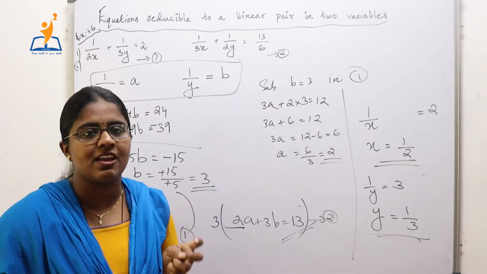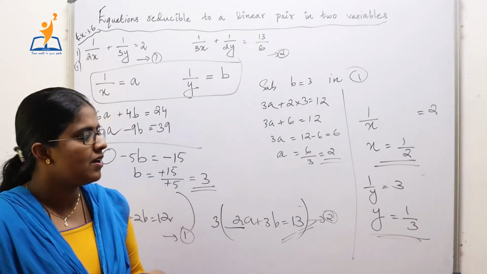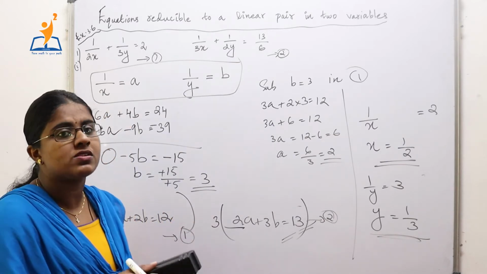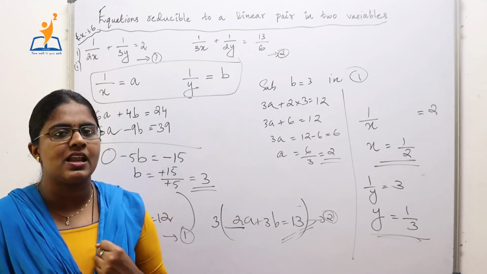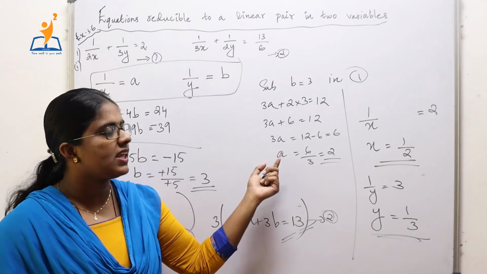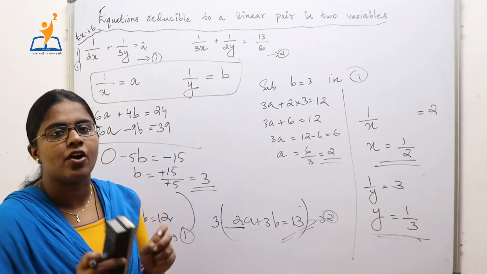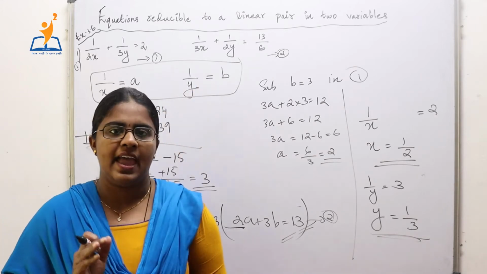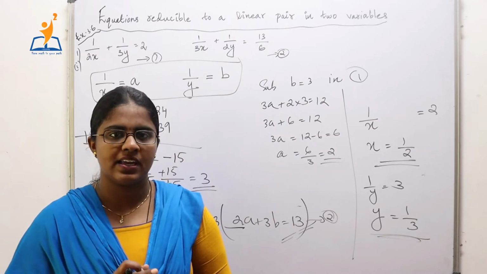First of all, we were given a pair of non-linear equations in two variables. We have reduced it to a pair of linear equations in two variables and used the elimination method to find the values of a and b. After finding the values of a and b, we have substituted the values here in order to find the values of x and y. So that's the end of this question. Now we shall move to the next question.